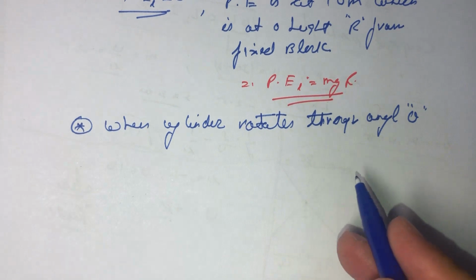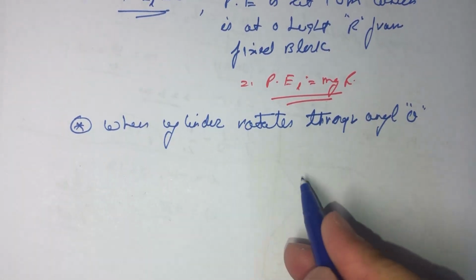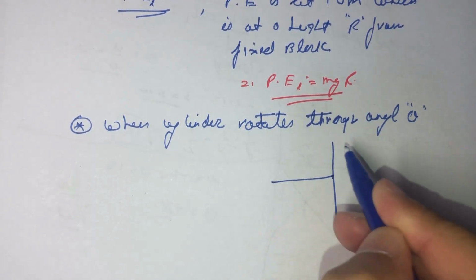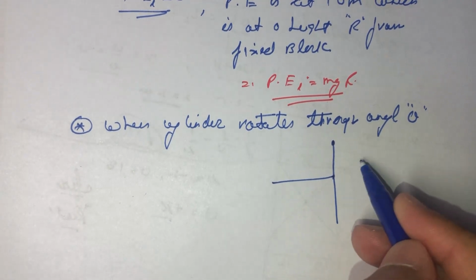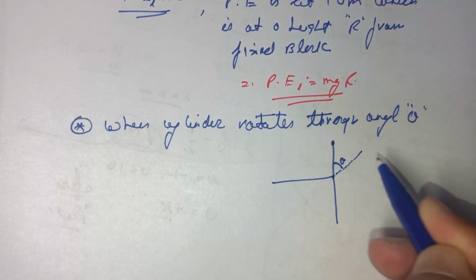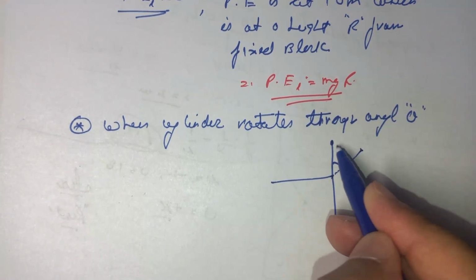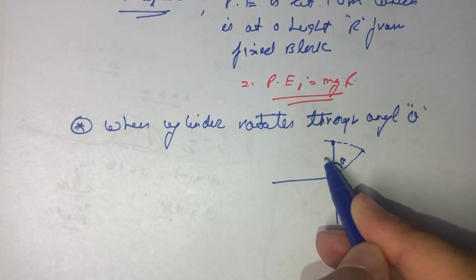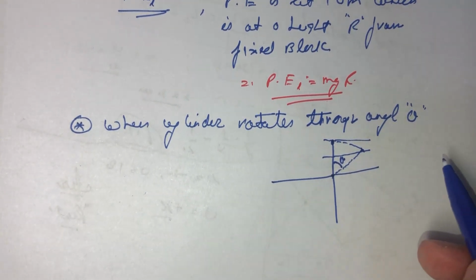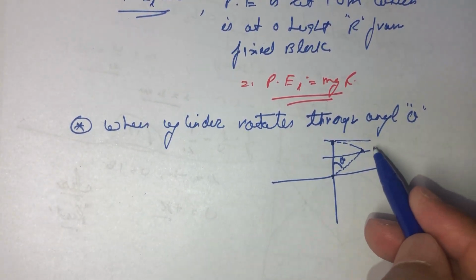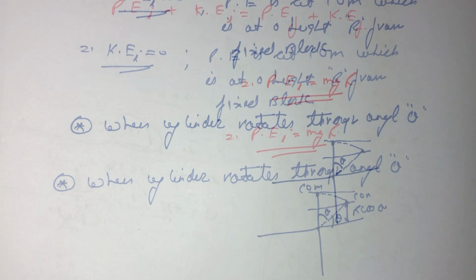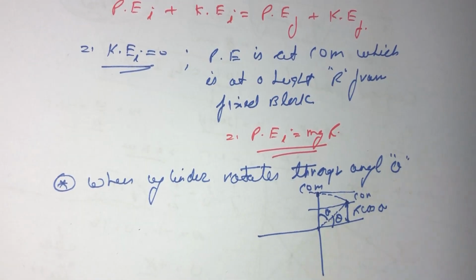Let me draw this. It is not giving a correct picture. So initially this was our center of mass, and now it rotates by angle of theta. So this is our theta, okay, and this is the... so when the cylinder rotates about the angle theta.